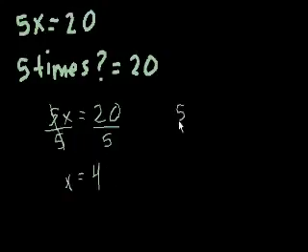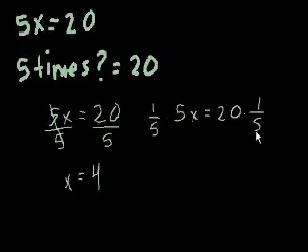If you said 5x equals 20, instead of dividing by 5, we could multiply by 1/5. And if you look at that, you can realize that multiplying by 1/5 is the same thing as dividing by 5, if you know the difference between dividing and multiplying fractions. And then that gets the same thing. 1/5 times 5 is 1, so you're just left with x equals 4.